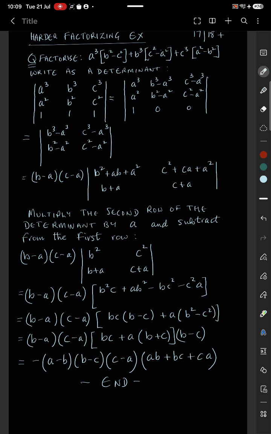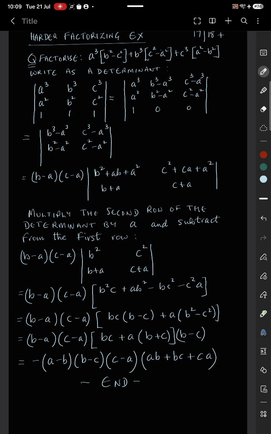Now, the easiest way of doing this particular problem, in my view anyway, is to write it as a determinant. So the first row being a cubed, b cubed, and c cubed, second row a squared, b squared, and c squared, and the third row 1, 1, 1.